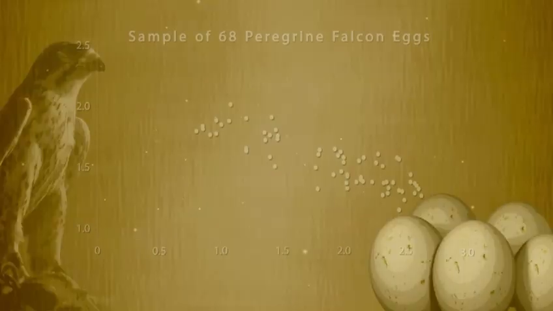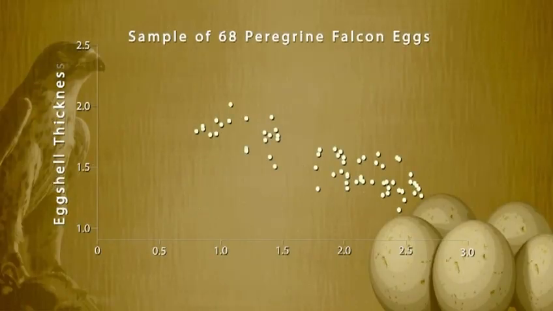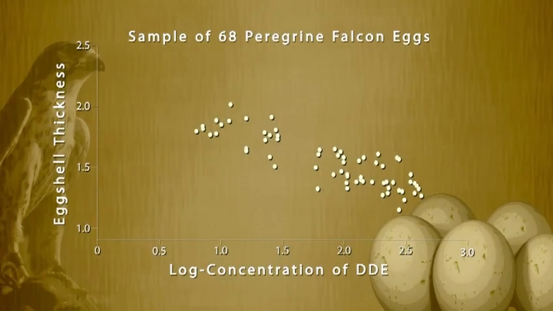Researchers had a wealth of information to work with as they began to explore the relationship between eggshell thickness and DDE. We can follow in their footsteps by taking a look at a dataset comprised of 68 peregrine falcon eggs from Alaska and northern Canada. The two variables we'll be looking at are eggshell thickness and the log concentration of DDE. Here's our scatter plot. The eggshell thickness will be our response variable on the y-axis. Our explanatory variable on the x-axis will be the log concentration of DDE measured in the 68 eggs in our sample. Here's the least squares regression line.